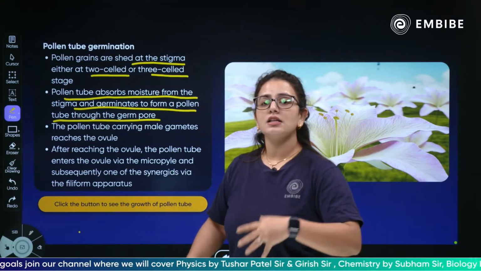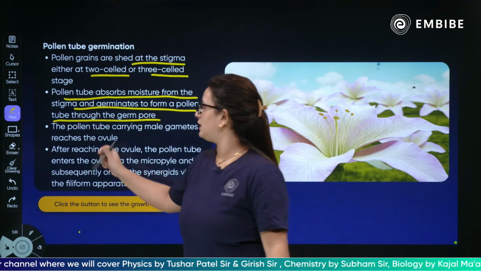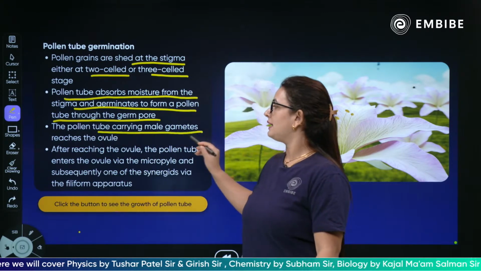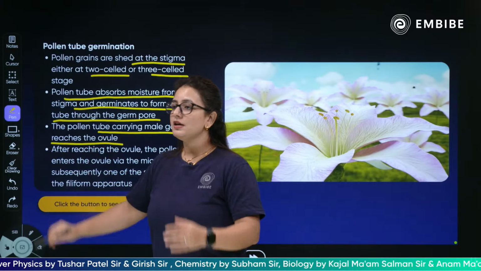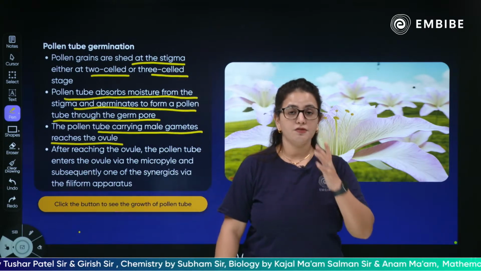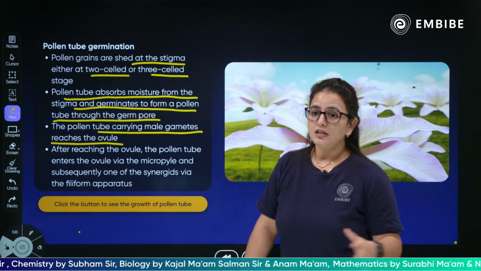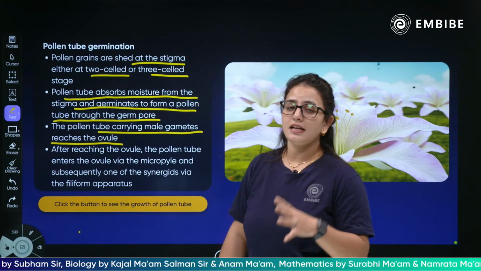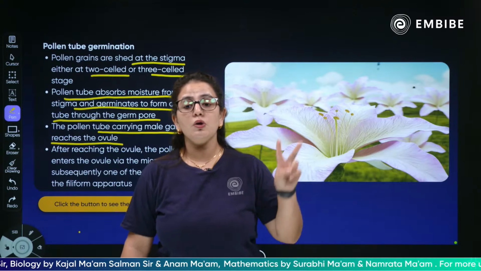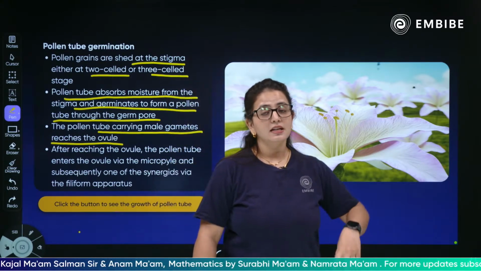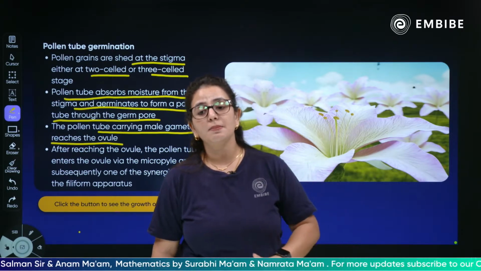What does this pollen tube have? The pollen tube carries your male gametes, which will reach the ovule. If you remember, children, there was a vegetative cell, there was a generative cell, and there were 2 male gametes in the pollen grain.